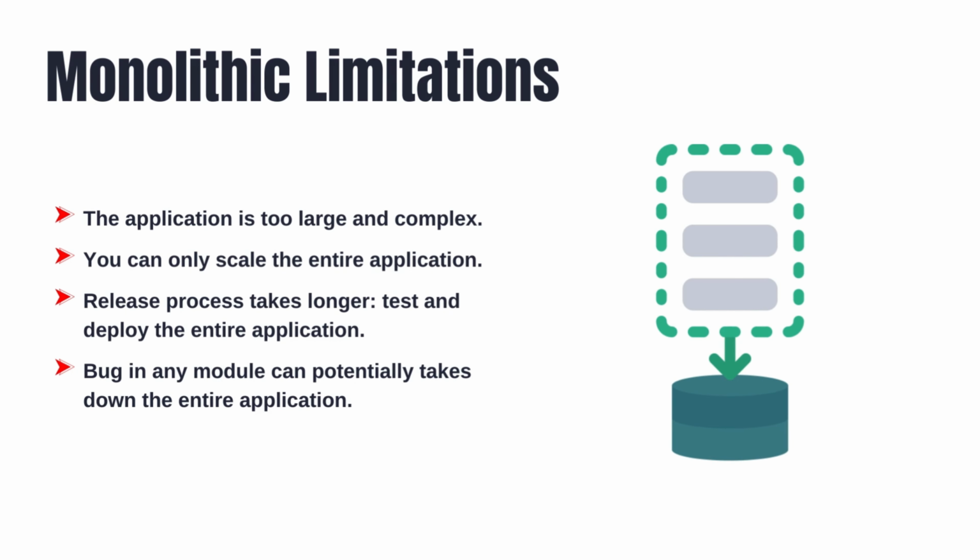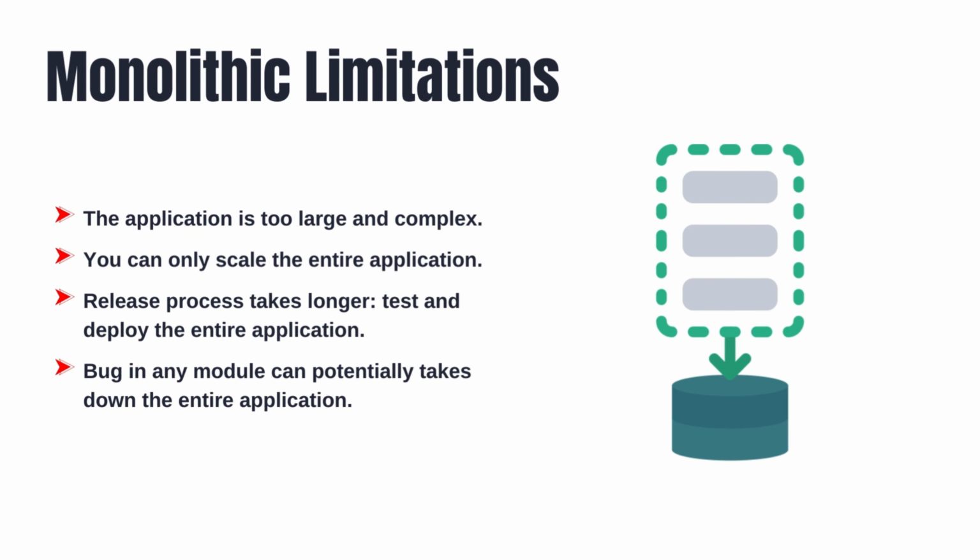However, this architecture has many limitations. First of all, as the code grows, the application becomes larger and more complex, so it's much harder to manage. Secondly, you can only scale the entire application. Let's say you want to scale only the payment module so that your application can handle more transactions at the same time. But in monolithic architecture, you have to upgrade the storage for the entire application. That means it will increase the cost.